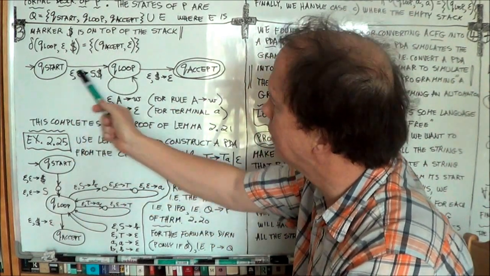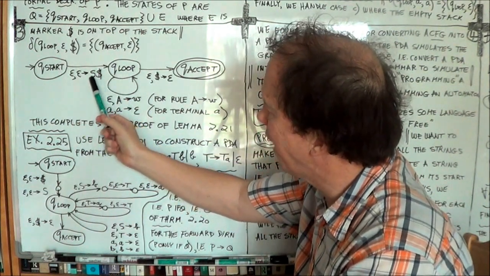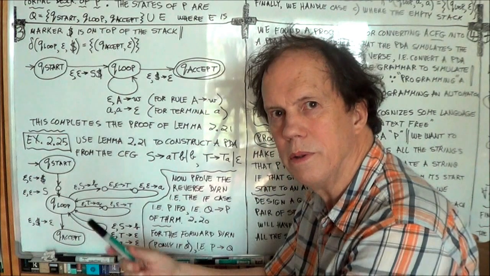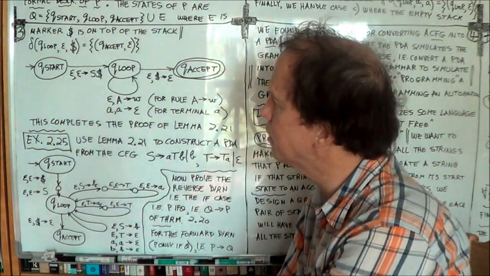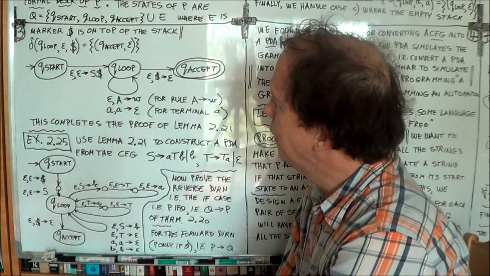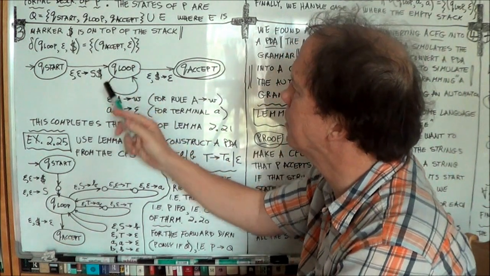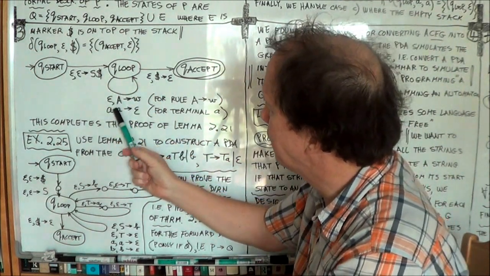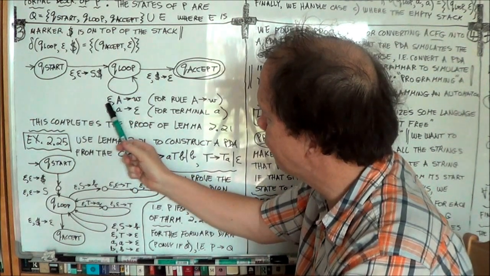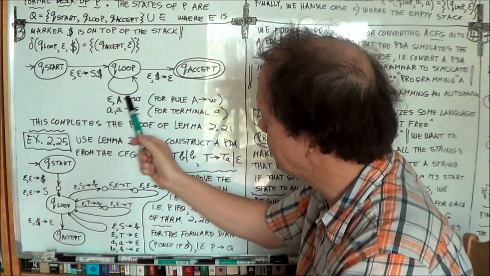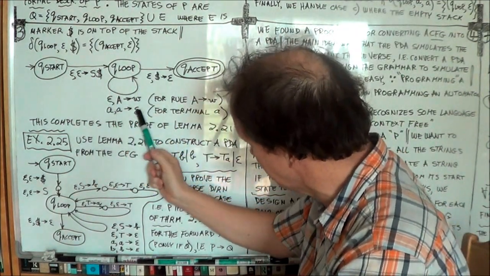Here's the label of the transition that pushes the dollar and the start variable. This S here is the start variable for your grammar. Okay, it pushes it onto the stack. And then you move into a second state called Q loop. And what's going on here? So you make this transition back to itself if this or this.